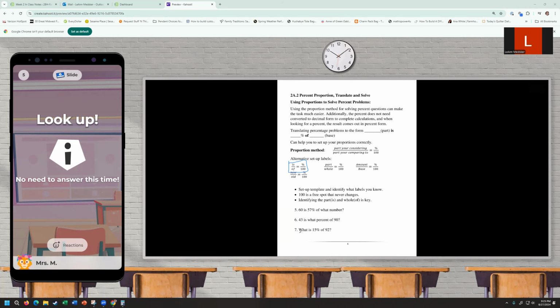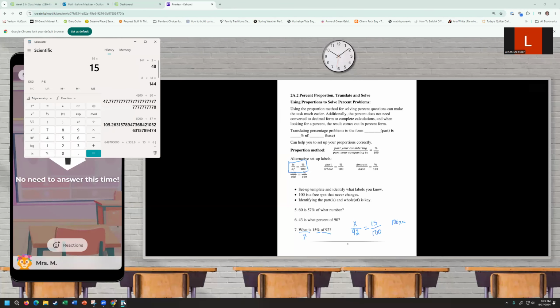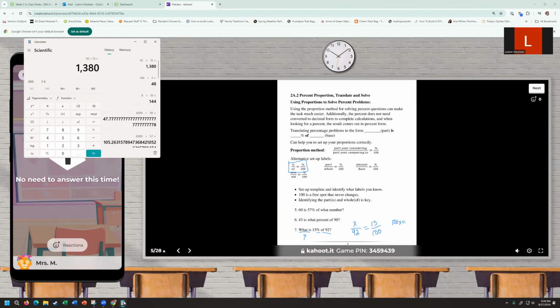It says, what is, so we don't know the is, 15%, notice that's a percentage, of 92. So is, I don't know, over of, which is 92, equals the percentage out of 100. So we cross multiply here, that would be 100x equals, and then we need to do 92 times 15. So 92 times 15 is 1,380.